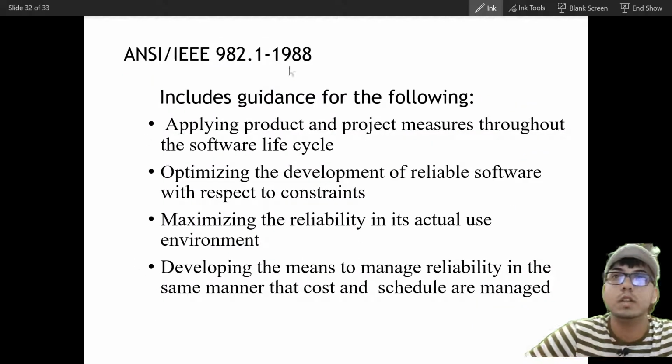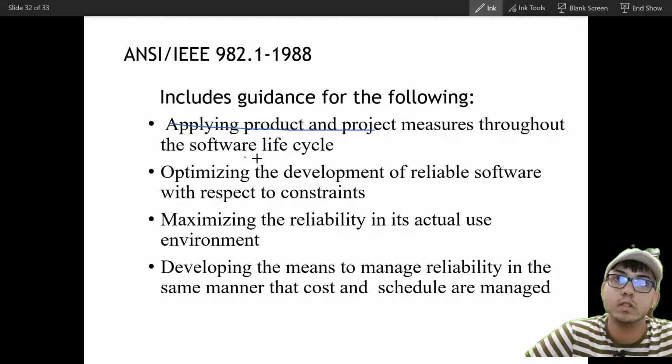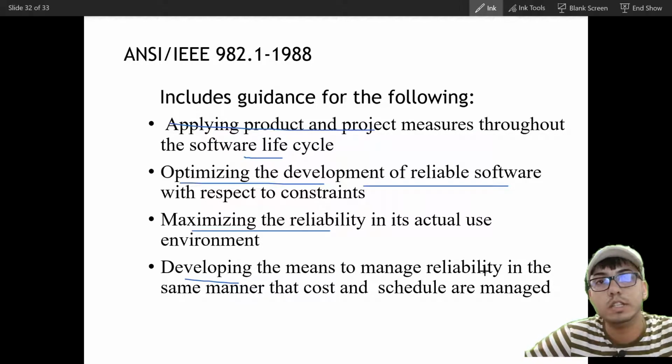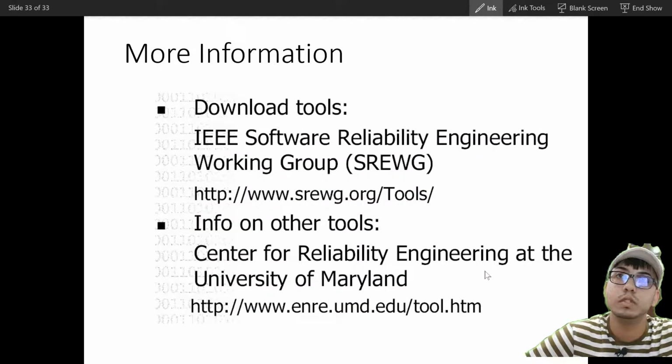So guidance for following: applying product and project measures throughout the life cycle, optimizing the development of reliability, maximizing reliability, developing and managing reliability in the same manner. So there are more tools you can download. You can download them somewhere. You can find reliability engineering there.